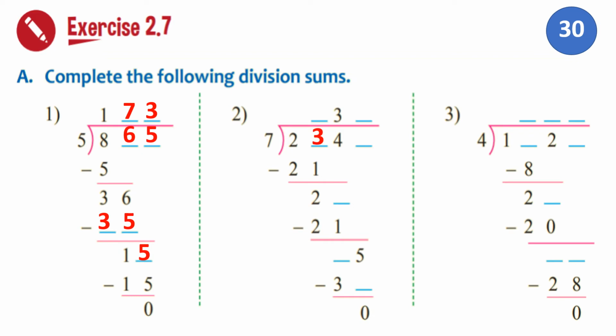Now, 23 divided by 7 is 3. 3 times 7 is 21. Correct, students? Then 23 minus 21, you have 2. Then the next number, 4, you bring down 4. You have the next number, 24. 24 divided by 7 is 3. 3 times 7 is 21. Now if you subtract, 24 minus 21 is 3.